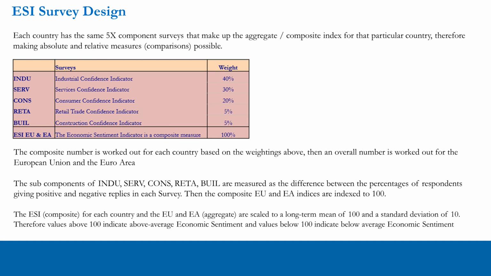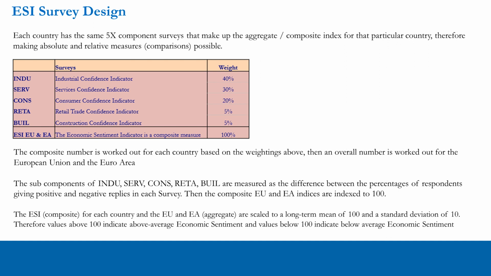The consumer confidence indicator in Europe makes up 20% of the ESI. We also have in Europe the retail trade confidence indicator, which is a 5% weighting, and the construction confidence indicator, which is the equivalent of our building permits or housing starts in the US. We have our construction confidence indicator that comes in at 5%. So taken all together, this makes up the overall economic sentiment indicator for both the European Union and the Eurozone area.